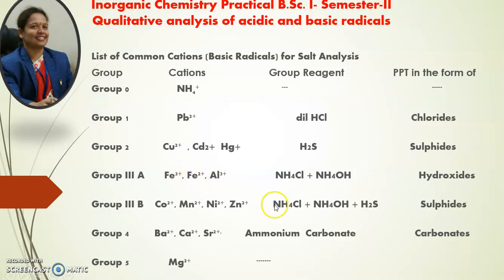Here NH4Cl and NH4OH are the group reagent and they are precipitated out in the form of hydroxides. Group 3B has Co2+, Mn2+, Ni2+ and Zn2+, 4 radicals. The question may be like this: which one of the following does not belong to 3rd B group? Which one of the following belongs to 3rd B group?